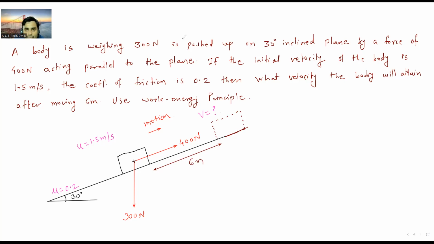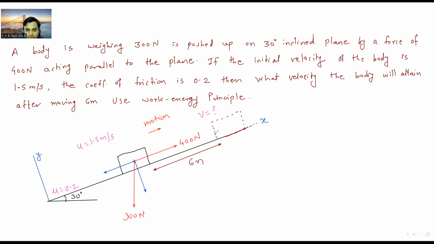Now if you resolve the force first, if I resolve this 300 Newton force, then this is one component which is perpendicular to the inclined plane, and the other component which will be parallel to this inclined plane. Now this inclined plane is our x-axis, and the plane perpendicular to this is our y-axis.